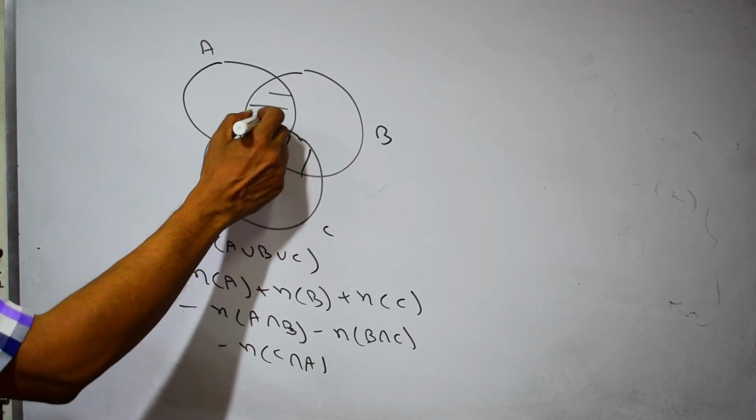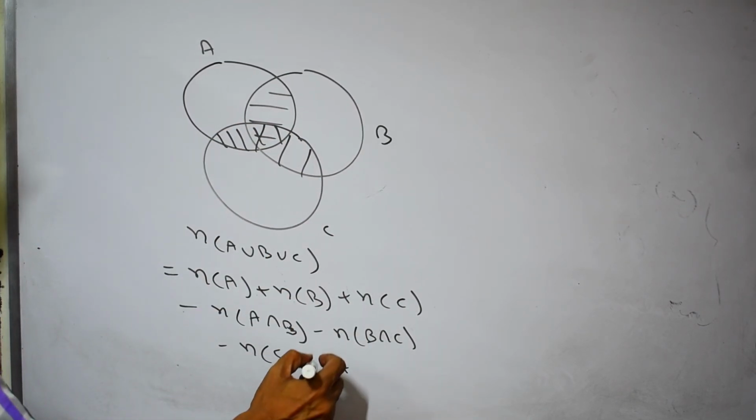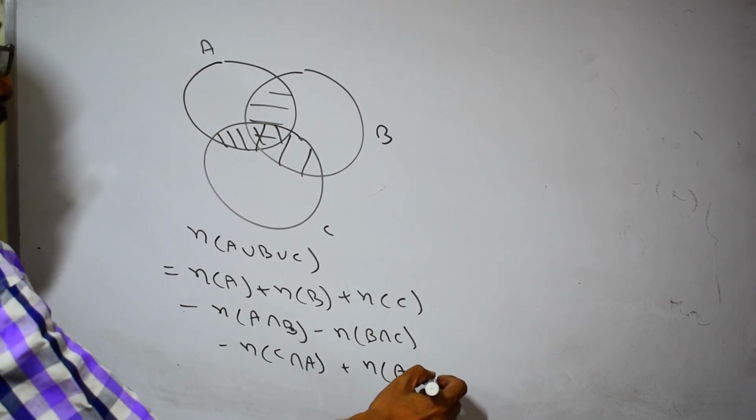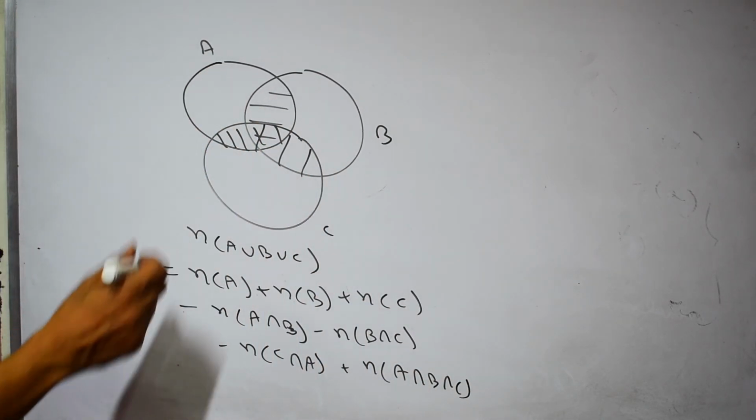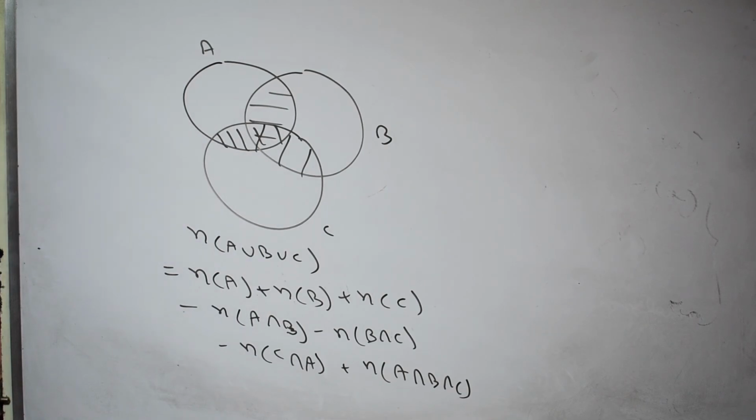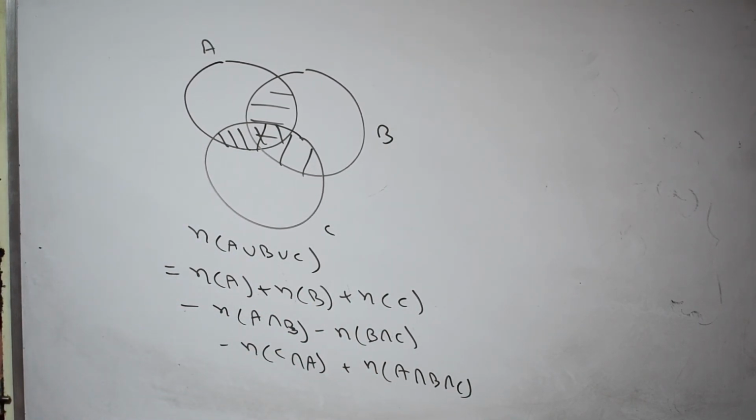But this middle portion, which is the common part of all three, should be added because it is not included in this total result. When you are adding, you are subtracting also. So ultimately you have to add the middle portion.